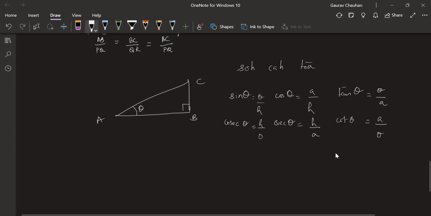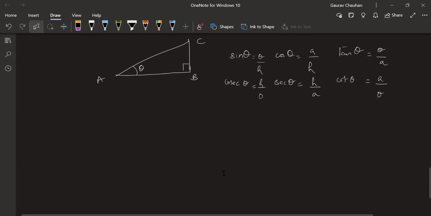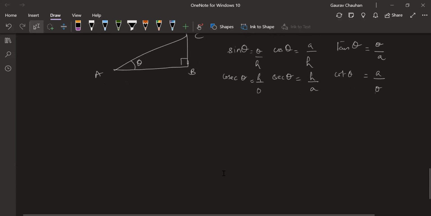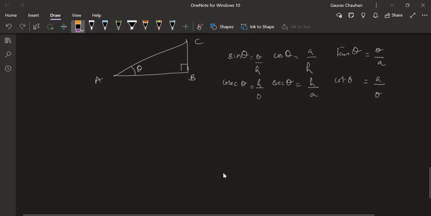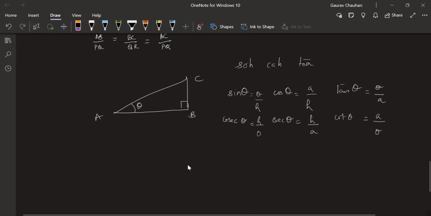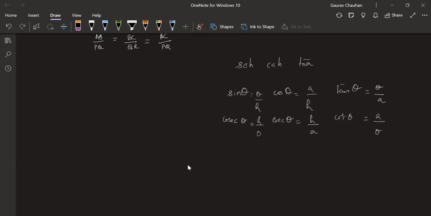Now, there is an interesting thing which is happening here. Let me draw this diagram a little differently so that I am able to play around with it. Let's take the same right triangle here, A, B, C. We're still talking about the angle A. Let angle A be theta, and B is 90 degrees.